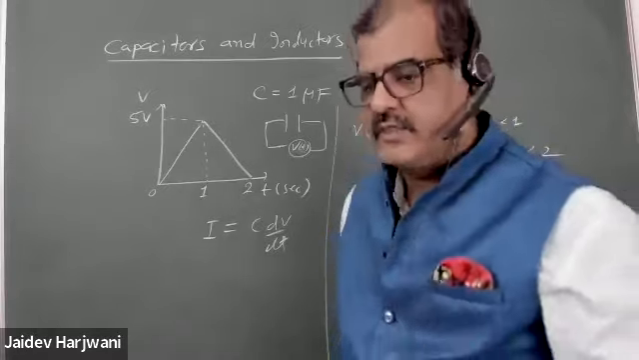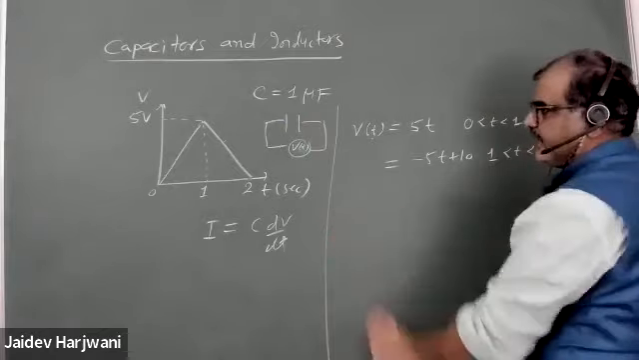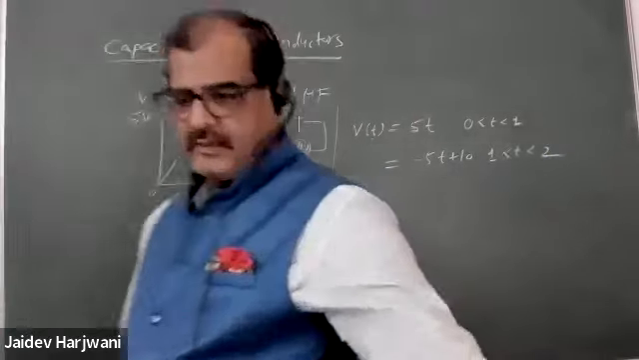Now once I know the equations, I can find the dV by dt for these time periods. Are you getting how I'm writing this one?